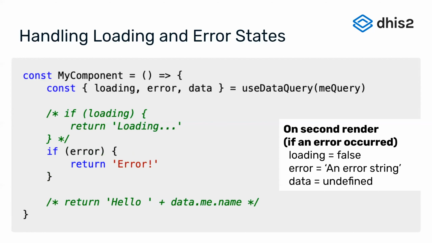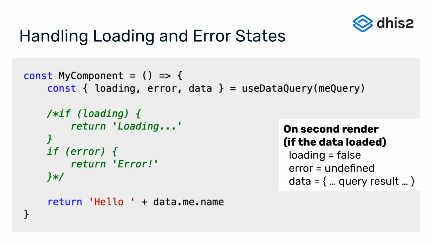On the second render, this whole function is called again, and the values of those variables change. So loading is false, error is the string of whatever that error is. It would actually probably be an error object in this case. And data would be undefined still because we had an error that occurred. The other option would be if an error does not occur and the data actually loaded, we call this function the second time with a different set of variables. Loading is false, error is undefined because no problems occurred. And then data is the result of that API request across the network.